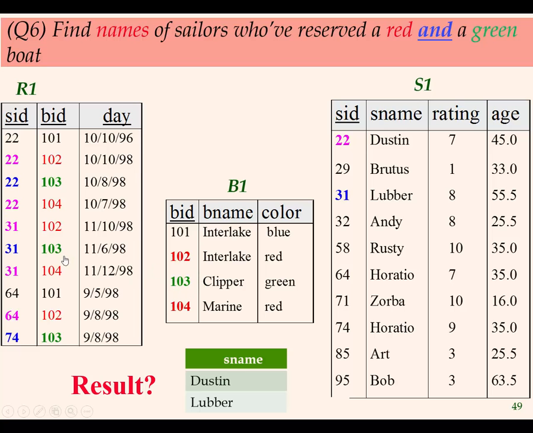Okay, so do I see a sailor ID that has reserved 102 and 103? Yeah, 22. What about another one? Let's say 103 is a green, 104 is a red. If I look in the reservation, 31 has 103, 104. So SIDs 31, 32. Names are Dustin and Lover.